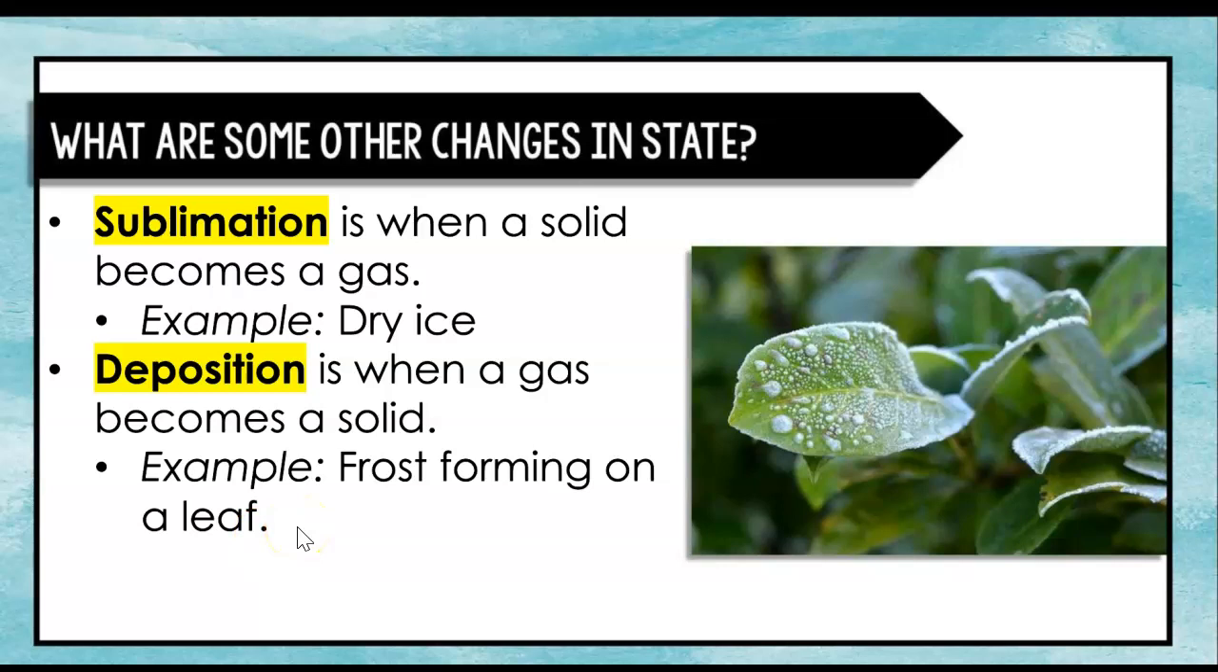There are some other changes of state that should be mentioned. Sublimation is when a solid becomes a gas. It skips the liquid stage and goes directly from a solid to a gas. An example of this would be dry ice. Deposition is when a gas becomes a solid, and that's when frost forms on a leaf. Both of these situations are a change of state that skips the liquid stage.